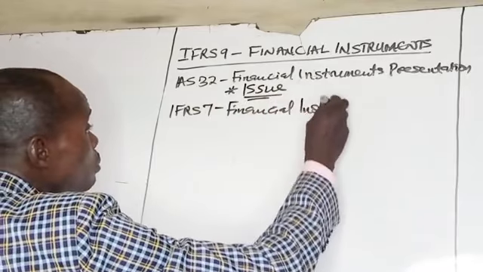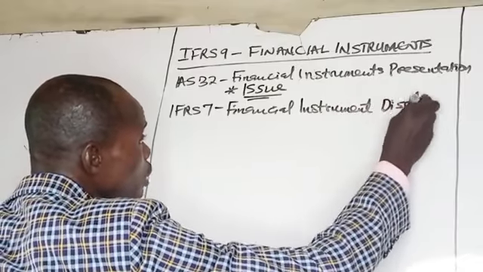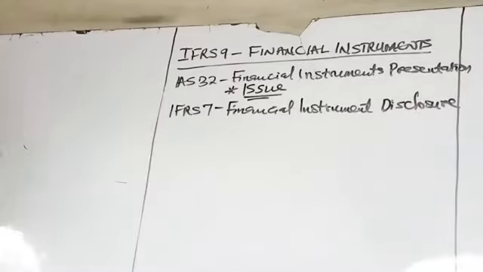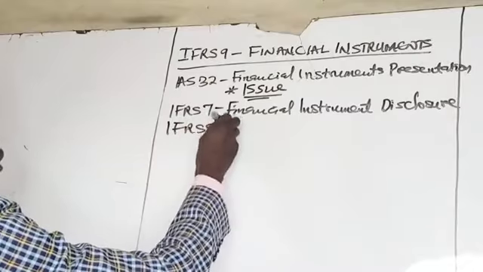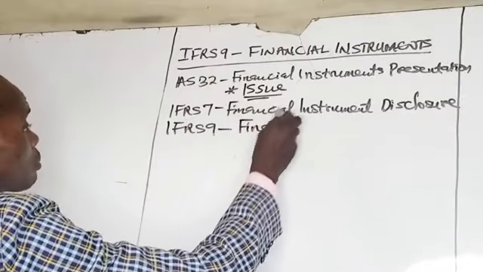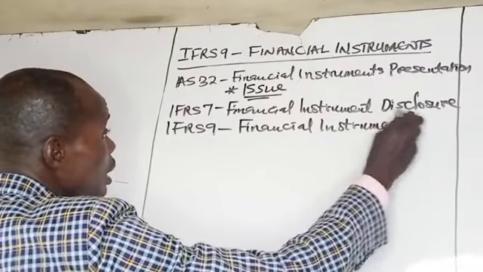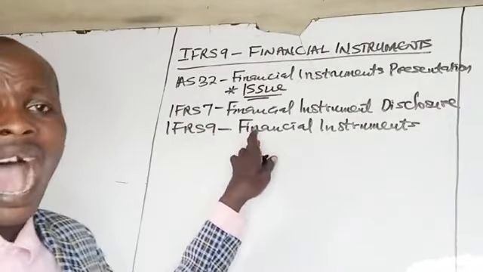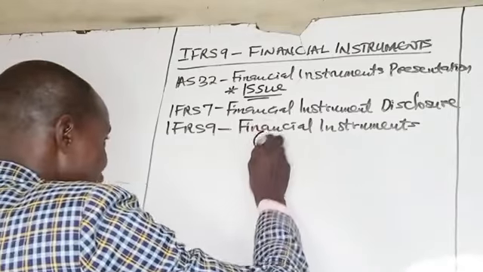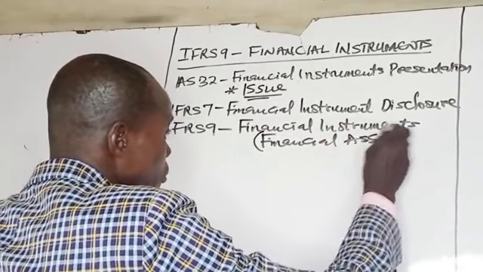Then another standard is IFRS 7, which deals with financial instruments disclosure. How financial instruments should be disclosed by way of note. Then we also have IFRS 9, which is financial instruments. IFRS 9 deals with measurement and recognition of financial assets.